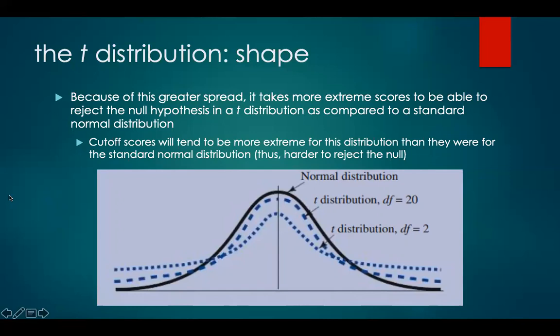Now, because of this greater spread, it takes more extreme scores to be able to reject the null hypothesis in a t-distribution as compared to a standard normal distribution. So cutoff scores will tend to be more extreme for this distribution than they were for the standard normal. Thus, when you're using a t-distribution and you know less about the population, it's somewhat harder to reject the null.